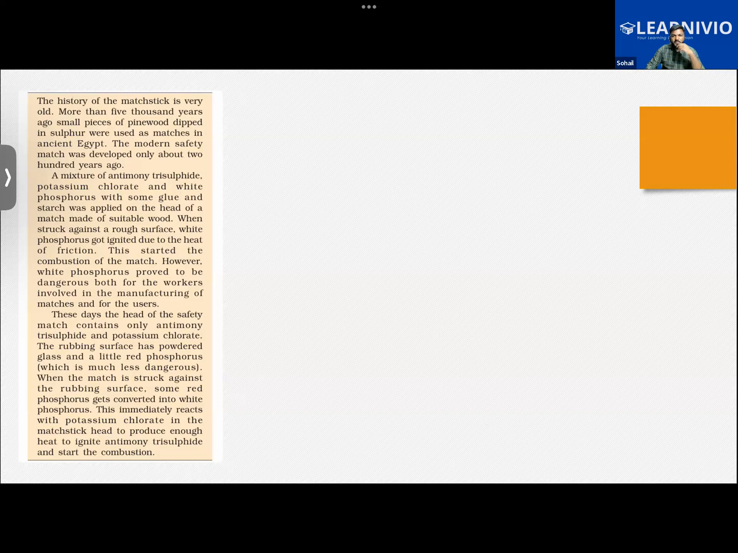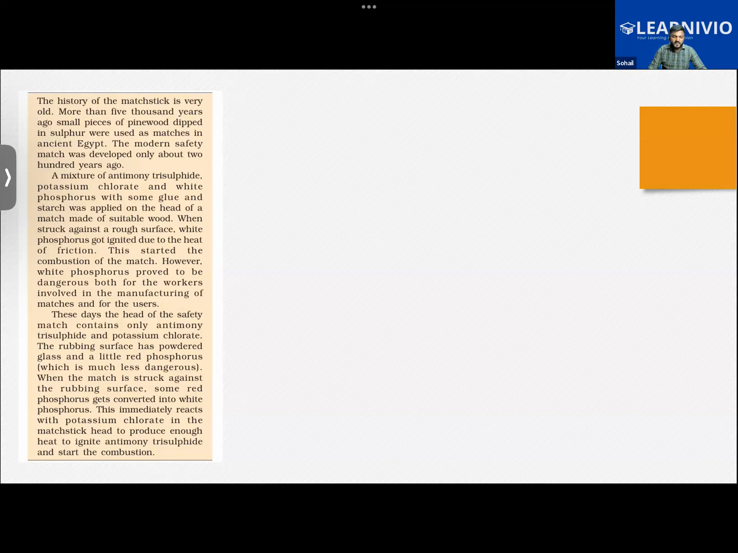Yes, Ibrahim. Yes, sir, done. So the history of the matchstick, how old is it? Yes, how old is the history of matchsticks? More than 5,000 years.